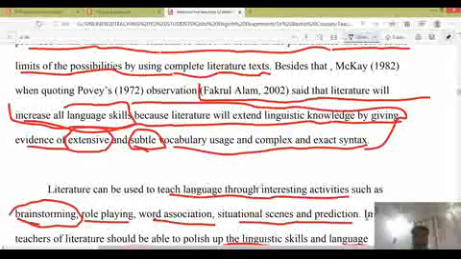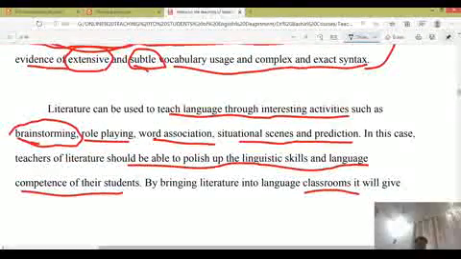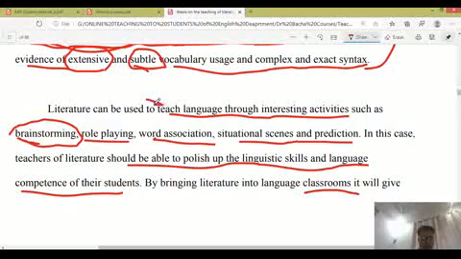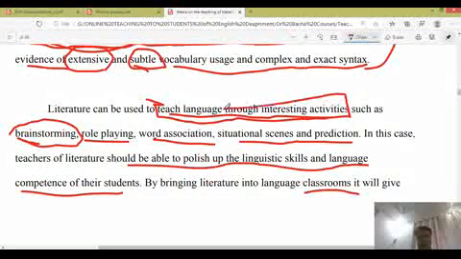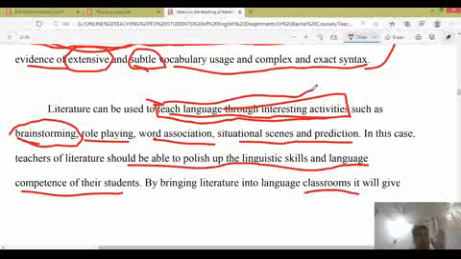So a piece of literature exposes students to such things. We can say that literature can be used to teach language through interesting activities. All right, remember, literature can be used to teach language through interesting activities. For example, brainstorming.